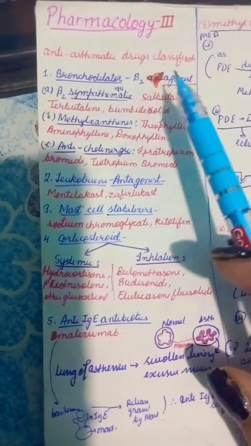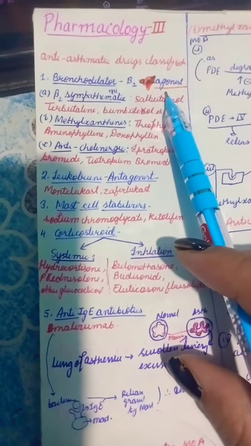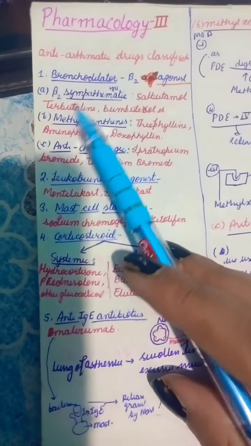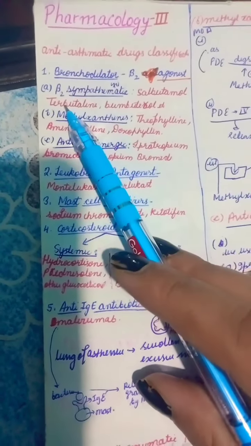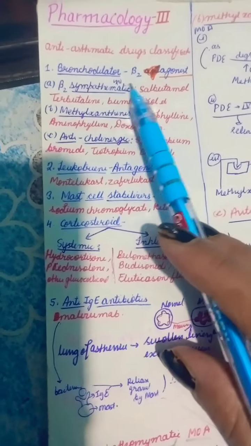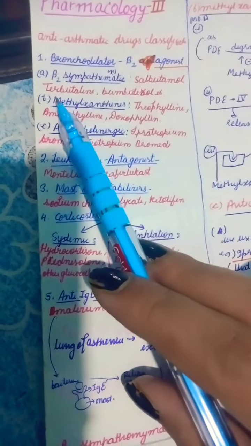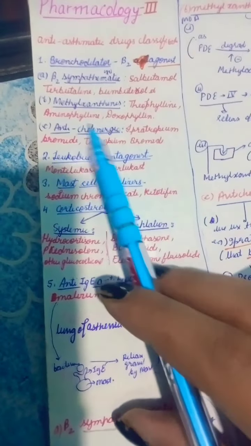Antihistaminic drug classification. First one is bronchodilator. In this, beta 2 agonists come. First one is beta 2 sympathomimetic agent. In this, the beta 2 agents act as an agonist to the beta receptor. Example, salbutamol and terbutaline. B is methylxanthine. Example is theophylline and mylophylline.